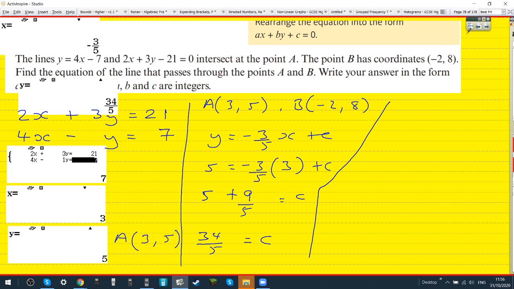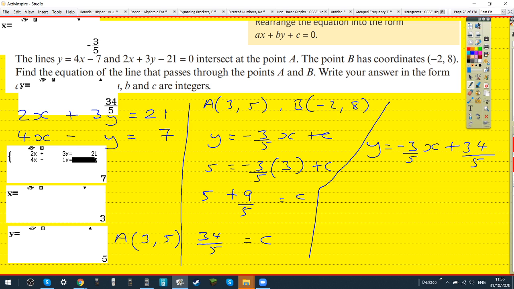And then could we put that into y equals mx plus c? Yep. So y equals minus 3 over 5 plus 34 over 5. And don't forget your x. Oh yeah, x. And then they want it in that form, so we minus y on both sides. So minus 3 over 5x minus y plus 34 over 5 equals 0.